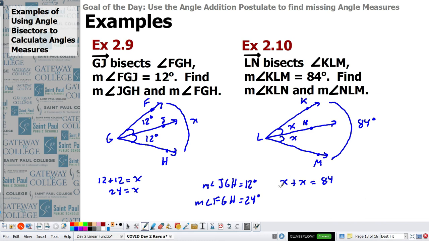So now we've got to think back to algebra, right? We're not done using algebra here in geometry. So X plus X is 2 X's equals 84. Solve for X, divide by 2. X equals 42. And that's what each of these equals, 42 and 42. So the measure of angle KLM equals 42 degrees, and the measure of angle NLM equals 42 degrees.